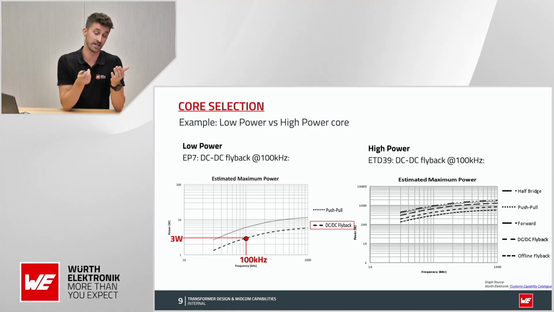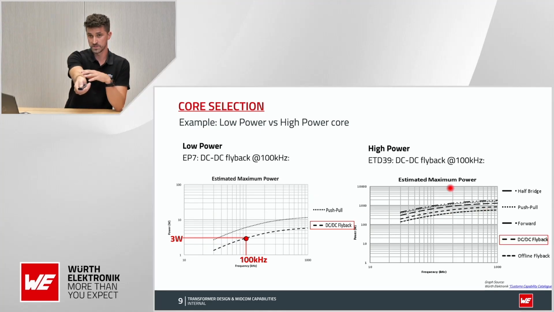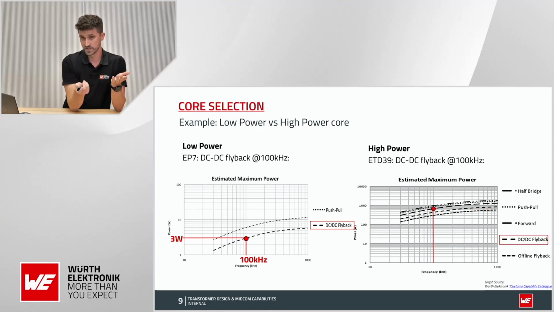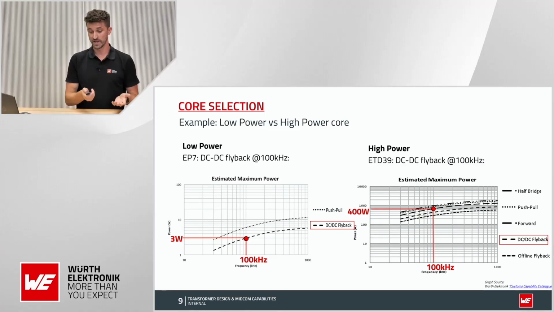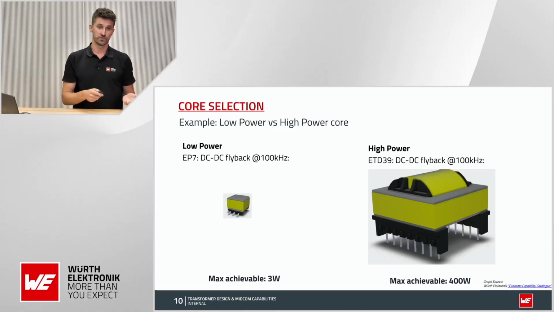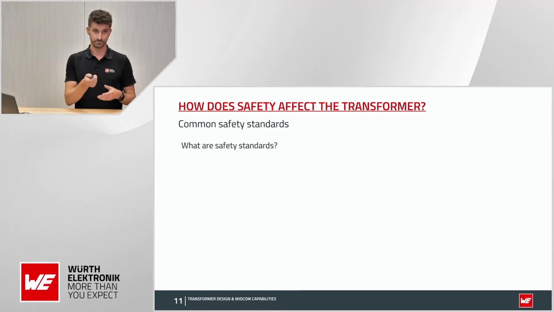But now let's check a slightly bigger package, like the ETD39. So let's find the same curve, which is higher here. The frequency is the same at 100 kHz, and in this case we will obtain a power of 400 watts. So it is more than 100 times bigger. But why? Because if we put the two transformers side by side, we can see that the size is completely different. We have on one side a part with 6 pins and an SMD, while on the other we have one of the bigger packages in our portfolio. So it is clear that power is an important parameter to consider at the beginning of the design stage.